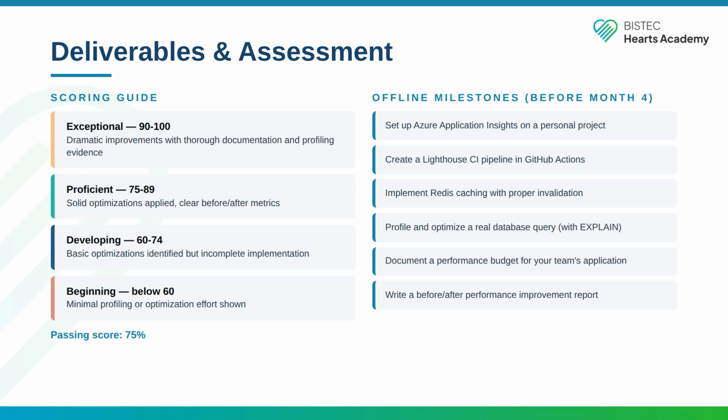Before month 4, there are 6 offline milestones to complete. Set up Azure Application Insights on a personal project for hands-on experience with a real APM tool. Create a Lighthouse CI pipeline in GitHub Actions to automate performance budgets. Implement Redis caching with proper invalidation on a real project, not a toy example. Profile and optimize a real database query using explain analysis. Document a performance budget for your team's application. And write a complete before and after performance improvement report.